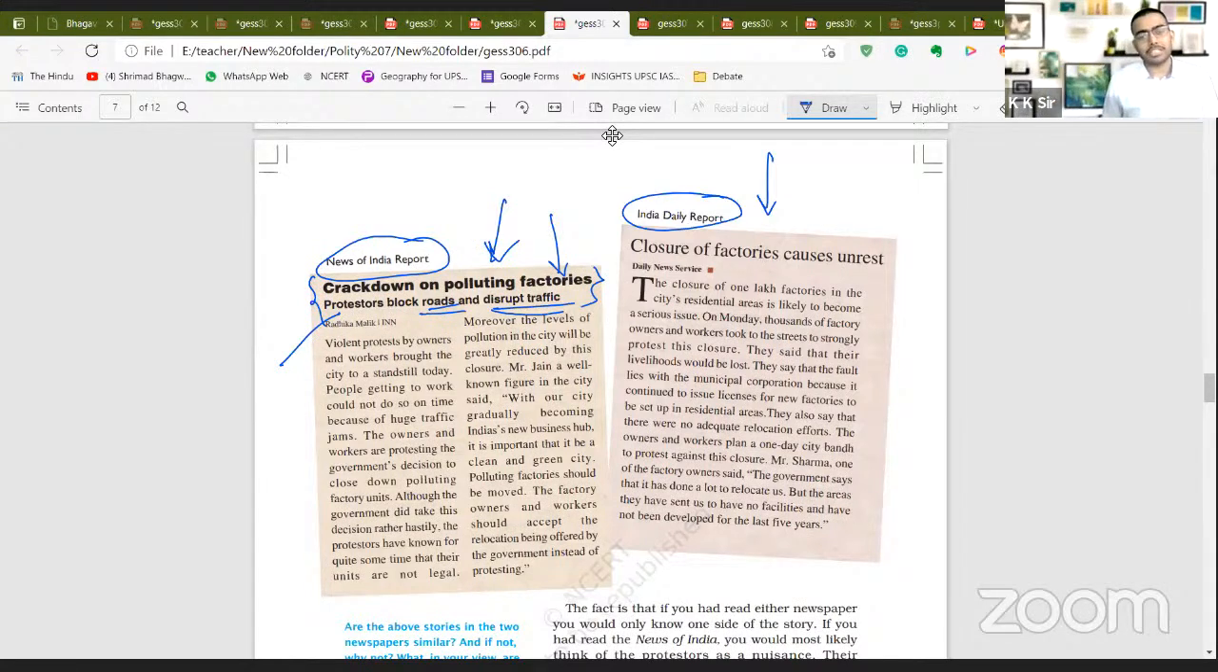Okay? Now see, the same news has been reported by this. Closure of factories causes unrest. Closure of 1 lakh factories in the city's residential areas is likely to become a serious issue. 1 lakh factories have been closed. People have lost their job, and that's why they are protesting. But this newspaper clipping is presenting these protesters as villain and the government as hero.